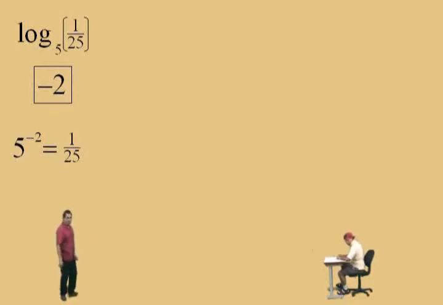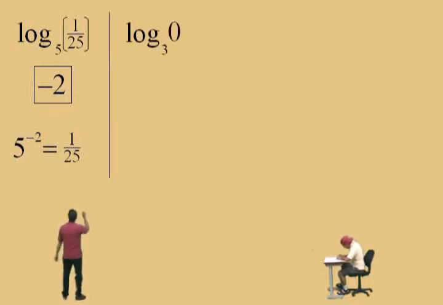Let's do another one. Now, these are tough ones, right? Here we go. Log base 3 of 0, Charlie. What's this logarithm asking you? 3 to what power is 0? Okay, what do you raise 3 to the power of to get 0? So what do you think, Charlie?